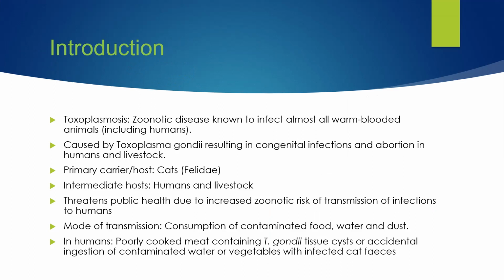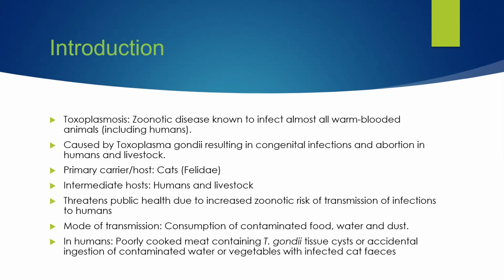Toxoplasmosis is a zoonotic disease caused by Toxoplasma gondii, which is an obligate intracellular parasite resulting in congenital infections and abortions in humans and livestock. This parasite is normally found in cats, which serve as a primary host or carrier of the parasite, and other animals, which often serve as intermediate hosts.